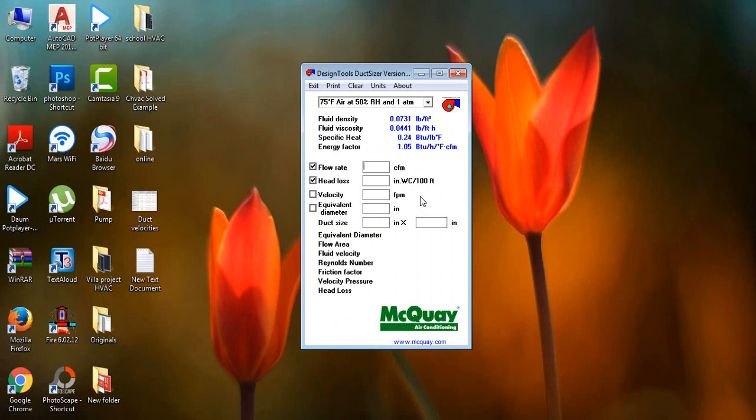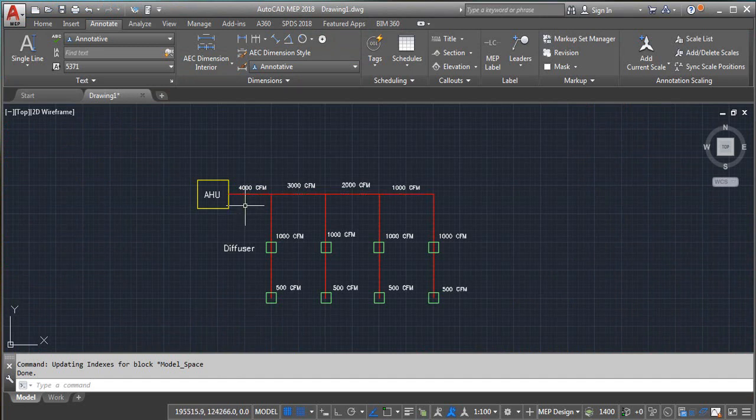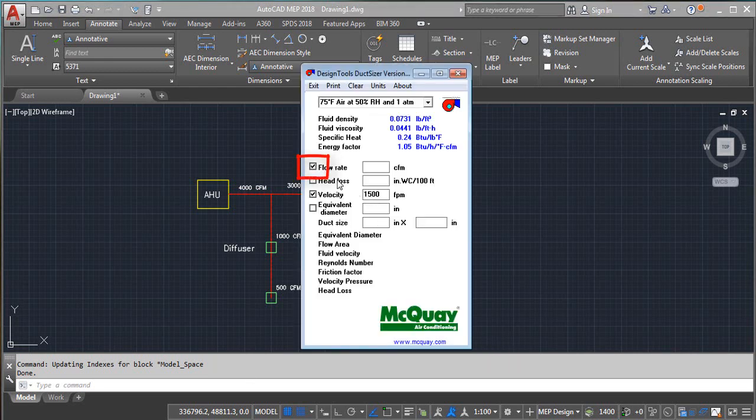We will use the equal velocity method at the beginning, so put a check mark on the velocity cell and input 1,500 foot per minute. The main duct needs 4,000 CFM as flow rate, so put a check mark on the flow rate cell and enter 4,000. Now we got the friction loss value, which is 0.134 inch water column per 100 foot. Keep this value as we will use it in the coming calculation.